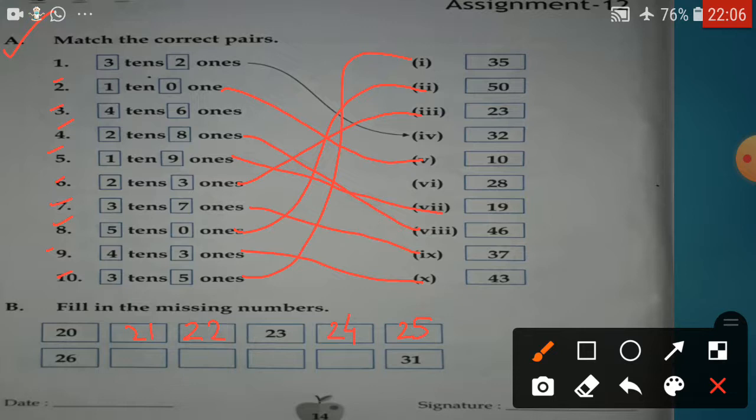Okay. 26, 27, 28, 29, 30. Last 31. So fill in the missing numbers 20 to 31. So 20, 21, 22, 23, 24, 25, 26, 27, 28, 29, 30, 31. But children, practice up to 50. Okay.